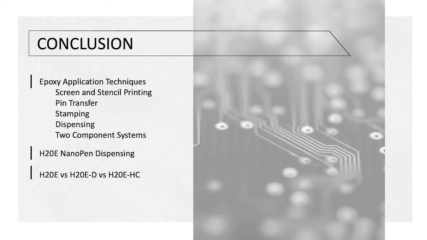In the case of H20E versus H20E-D versus H20E-HC, the amount of backstep was critical to getting repeatable small dots of epoxy. Overall, optimized dispensing is about selecting the right dispensing process, the right application process, the right parameters, and the right glue for the job.